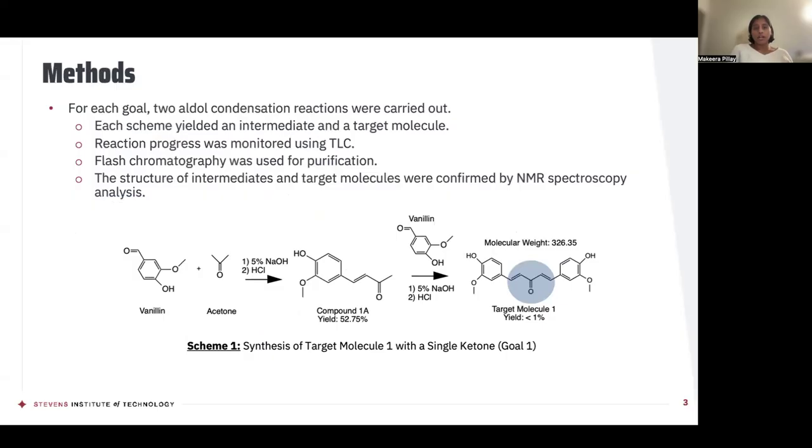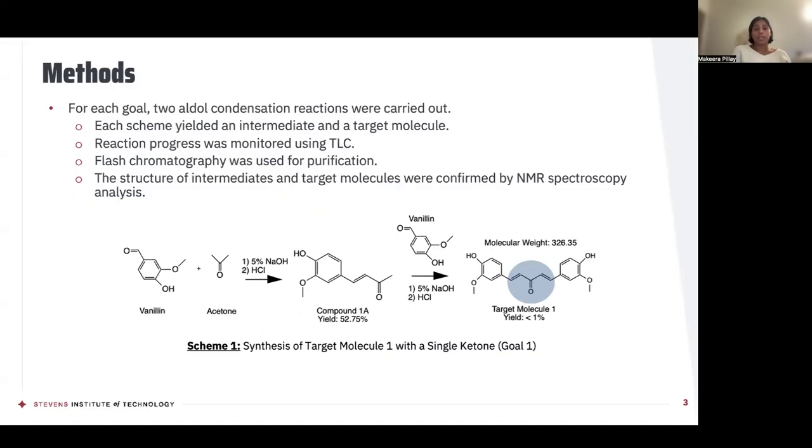For each goal, two aldol condensation reactions were carried out, which yielded an intermediate and target molecule. The reaction progress was monitored using thin layer chromatography. Purification was conducted by flash chromatography using a CombiFlash, and the structure of intermediates and target molecules were confirmed by NMR spectroscopy analysis.